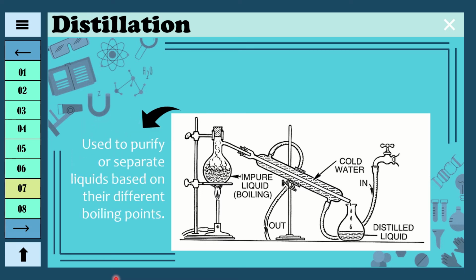Distillation is one of the purification methods in which a liquid is subjected to a boil. Then the liquid becomes a gas. The gas condenses and returns to liquid state, and the liquid is then collected. It is used to purify or separate liquids based on their different boiling points. It is important to note that distillation is not a chemical reaction, but it can be considered as a physical separation process.